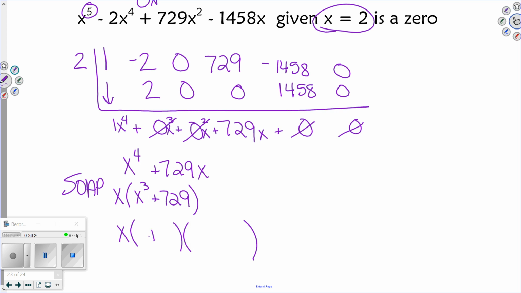So same sign is a plus, opposite is a minus, and then always positive. This is where most of you need the most help, with these problems. Using the SOAP, then we take the cube roots. Cube root of x cubed is x. Cube root of 729 is 9. And then it's square, multiply, square. So what is x squared? We multiply 9 times x, and then you square 9, which is 81.